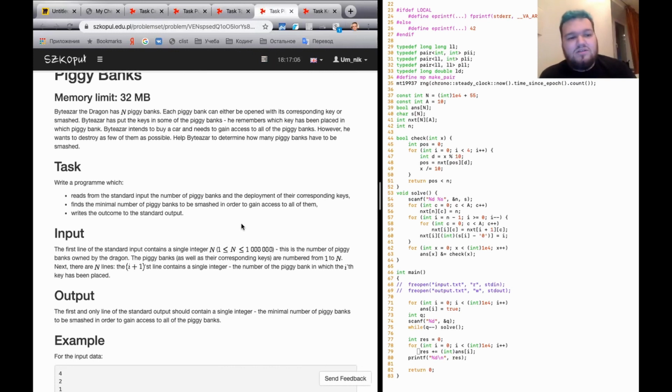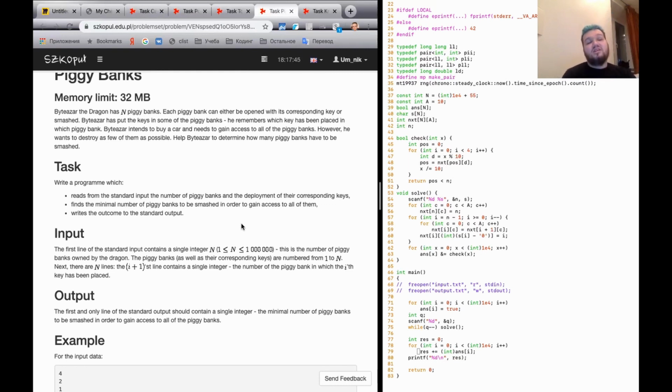So yeah, in the first problem, Piggy Banks, we have n up to 1 million Piggy Banks. Each of Piggy Banks has one key, and it is stored in another Piggy Bank, or maybe in the same one. You can do that. So we want to open all of the Piggy Banks.